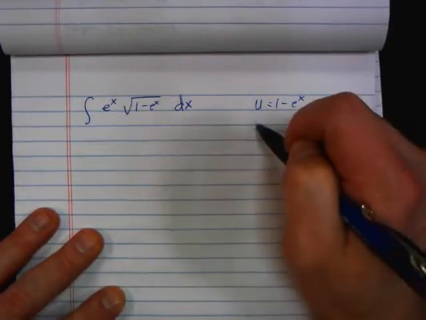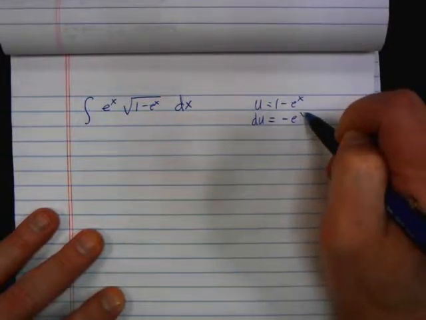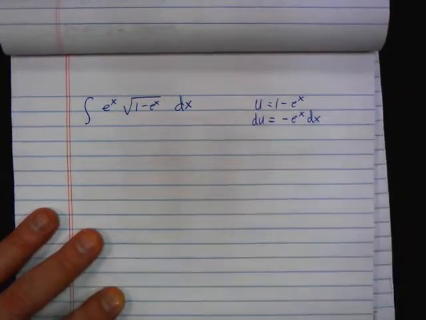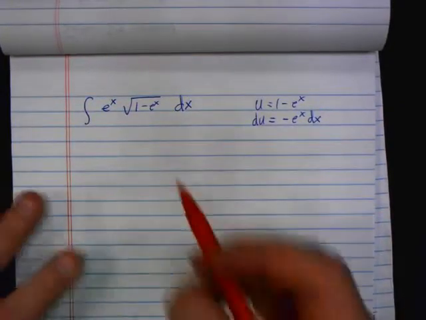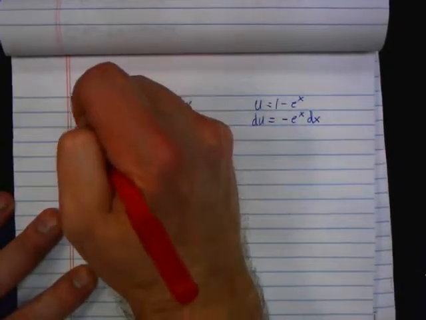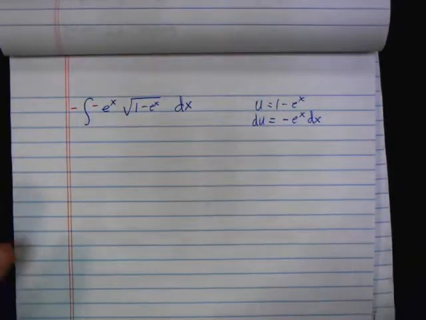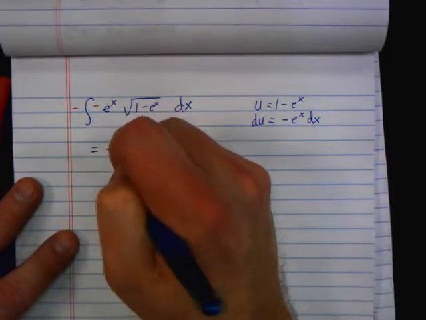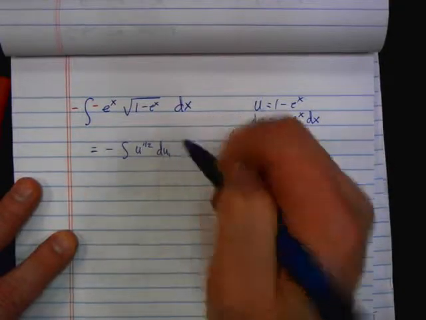And I think that's going to work because du is negative e to the x dx. And we have the e to the x dx out there. I need to sneak in a minus sign, which means I need to balance it with a minus sign. So that was a direct u substitution. Negative integral u to the 1/2 du.